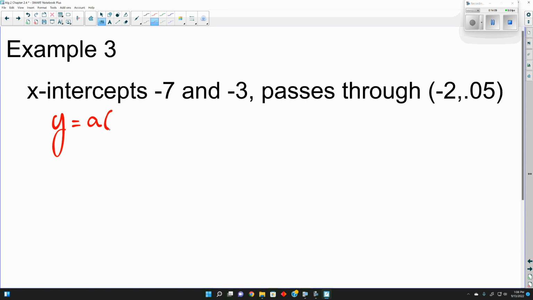Equals A times X minus P times X minus Q. So that's the one we would be using. Well, what are the variables that we are using in the general equation? P, Q, and A. The three variables we'd be using are P, Q, and A.